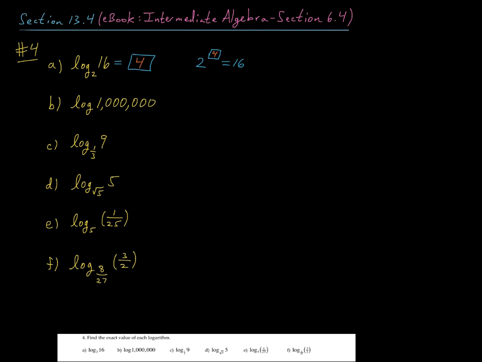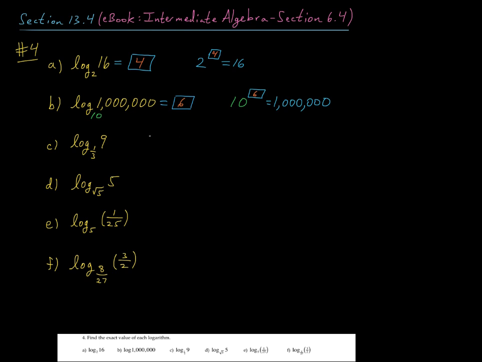All right, now use that same idea on all of these others. So here we have base 10, because I don't see the base written, so it's implied that the base is 10. So now I'm saying 10 raised to some number, and that exponent will be my value of this logarithm, and that's got to come out to be, in this case, a million. So 10 raised to what power is a million? Well, that'd be 6. That would be the value of our logarithm.